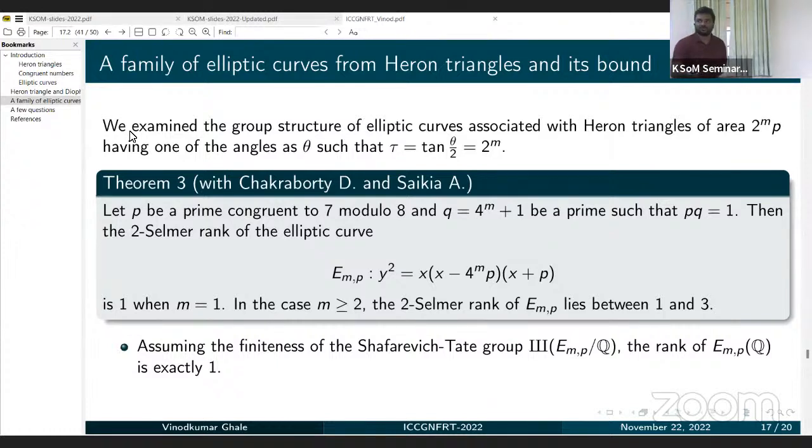Probably you have something. Sure. EBA prime convert to 7 mod and Q prime such that PQ is equal to 1. I think maybe you need to there's something else. Maybe listen. Sorry, yeah. So, thank you. Yeah.